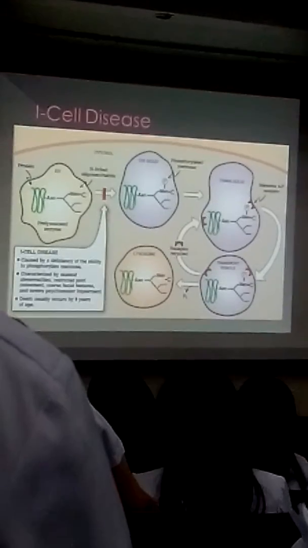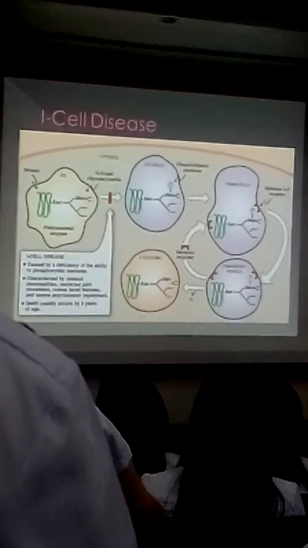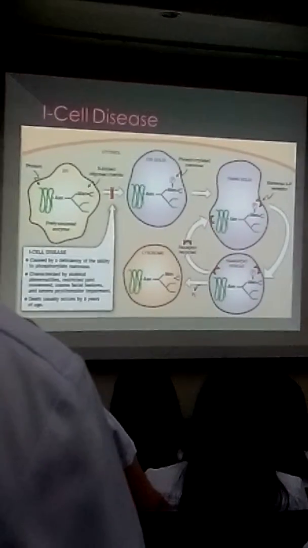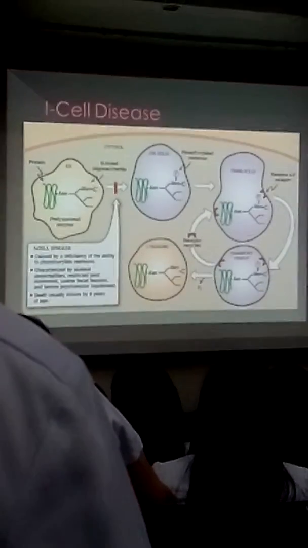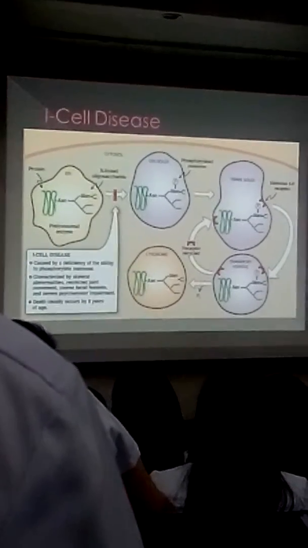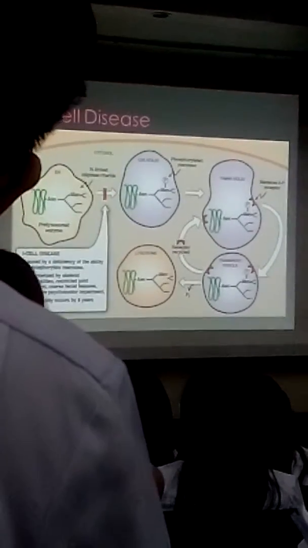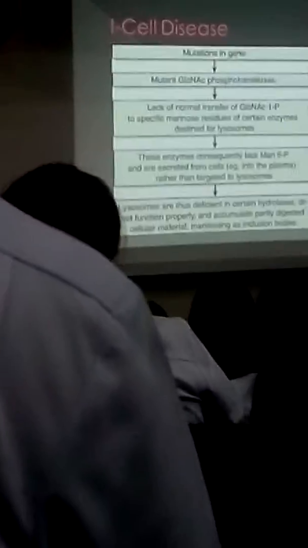Caused by deficiency of the ability to phosphorylate mannose, characterized by skeletal abnormalities, restricted joint movement, coarse facial features, and severe psychomotor impairment. That usually occurs by 8 years of age. So you won't find any old or medical students who have I-cell disease. So this is what is said in Harper, what's stated here.